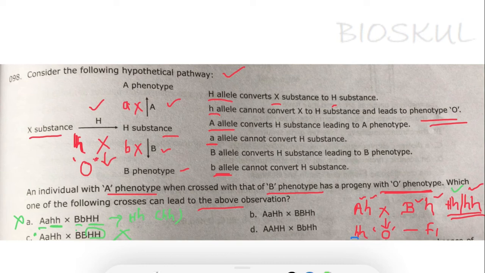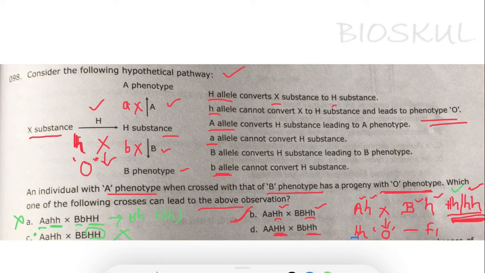Look at here. Here the H allele is present in heterozygous form in both the individuals. That means the progeny of this cross will produce an individual of O phenotype. So this is our correct answer. Okay, let's check option D. Here also one individual has homozygous dominant form of H allele and the other one has heterozygous. So it cannot produce the O phenotype. So which one will be the correct answer? The correct answer is option B.